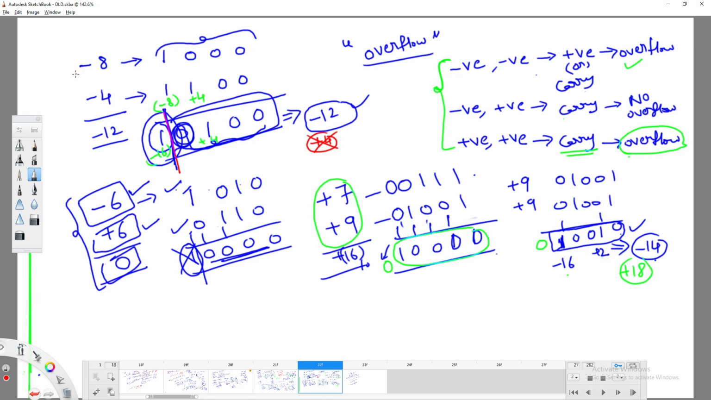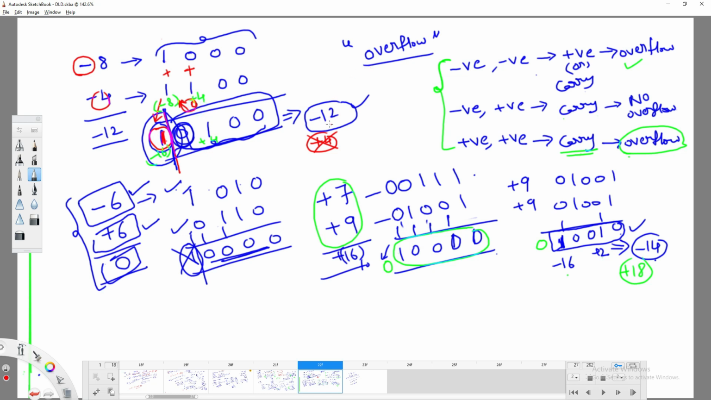In this example, I am trying to add two negative numbers. When I add the last two bits, 0 and 1, I get 1. Is there any carry in provided? No, it means it is 0. And when I add 0 plus 1 plus 1, what do you get? One carry, that is 1. So carry out is 1, carry in is 0.